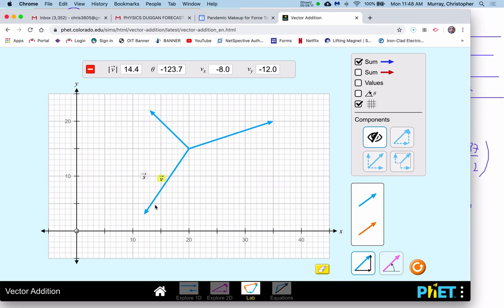Take a picture of that once you get it. Take a picture of the components and all that work you did, and then take a picture of this and just email them to me. I'm not going to put an assignment on the classroom, because when I do that, everybody thinks they have to turn it in, but a lot of people have already turned this in. So just email me a picture of this successful setup of 3 vectors that add to 0. And then also your components, showing that the answer will be there.